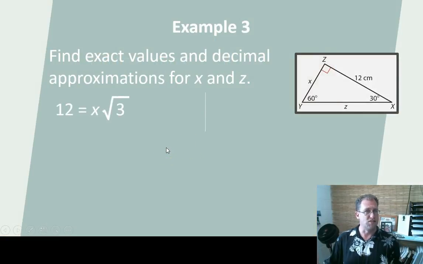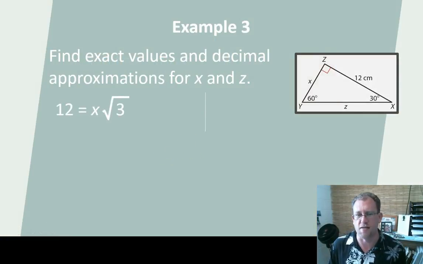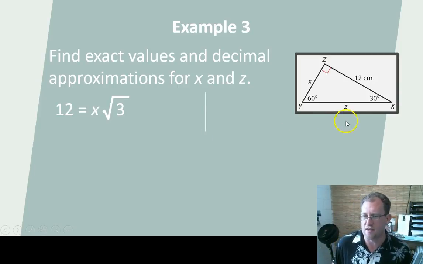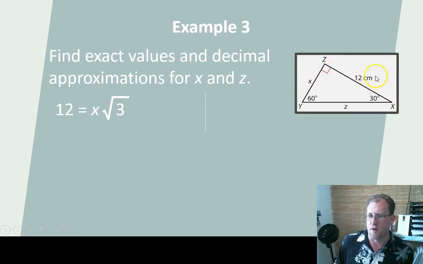So let's do this. Let's find the exact values and decimal approximations for x and z. This is a 30-60-90 triangle. This is the longer leg. So if this is x, then this is x radical 3. So if this is x radical 3 and that equals 12, I can solve for x. 12 equals x radical 3.